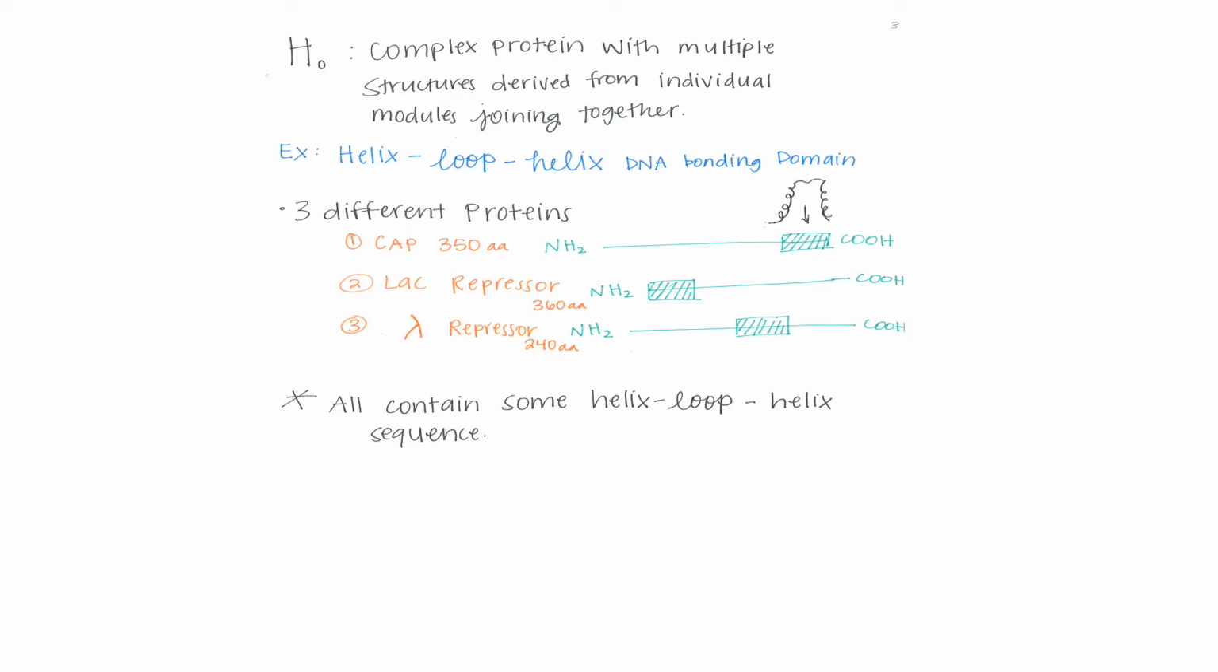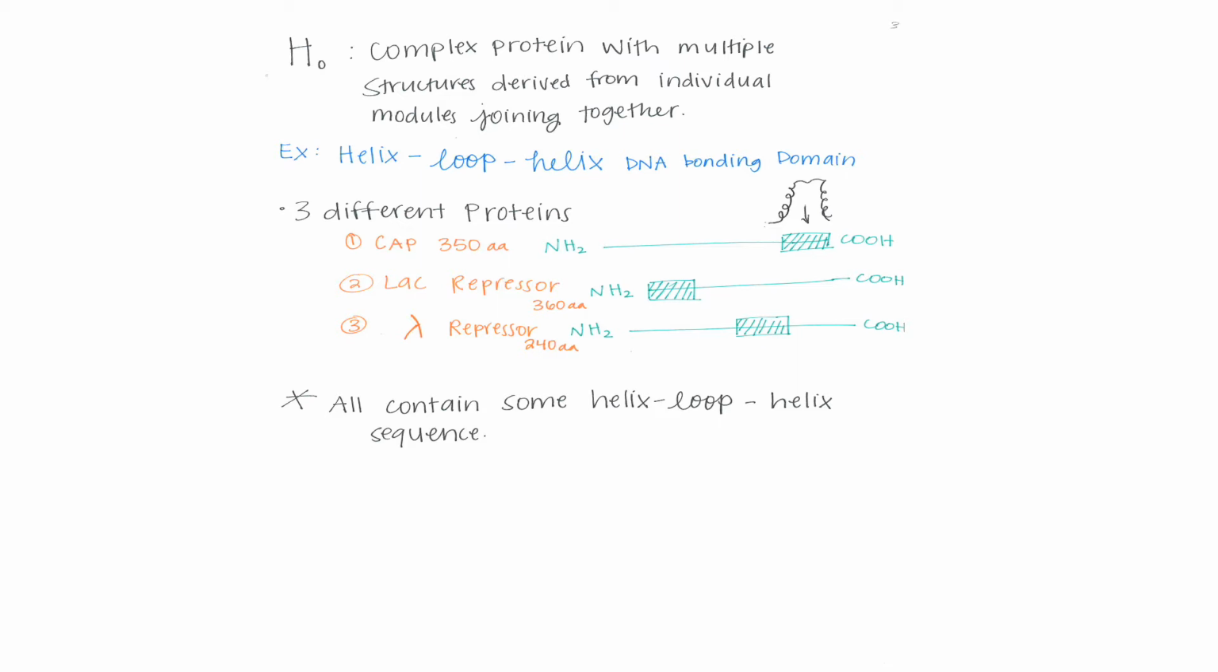Now there's lots of different DNA binding domains out there. Many proteins bind to DNA. They don't all have the same DNA binding domain, but in this case, we're looking at 3 different proteins, and you'll see they all have the same DNA binding domain. So it's a helix-loop-helix, and I'm giving you an example of 3 different proteins.